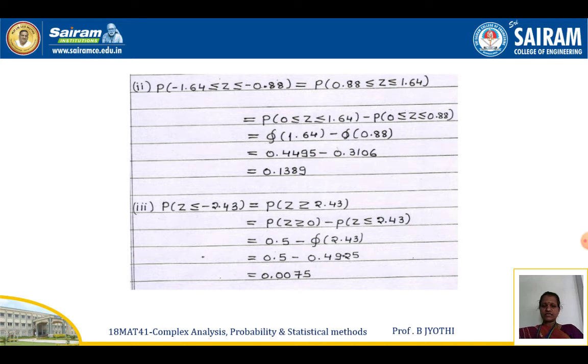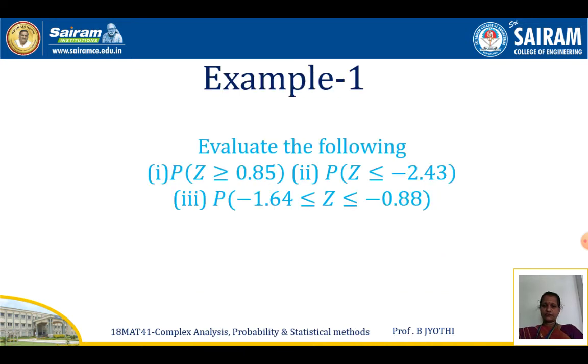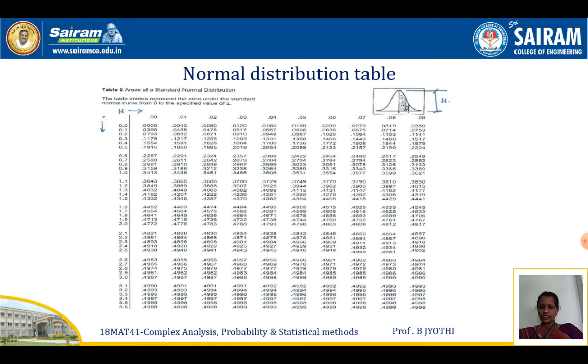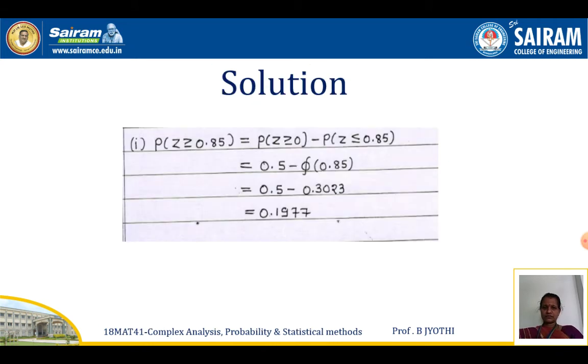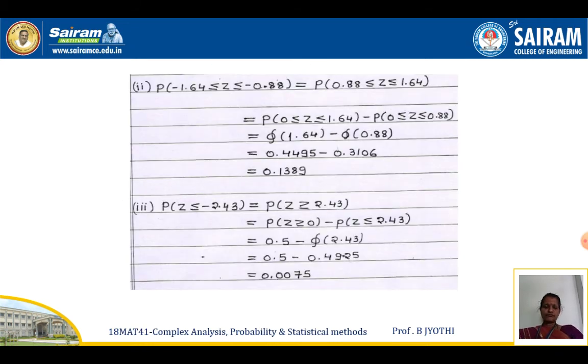Let us look at the table again. 1.64. This is 1.6, you can observe here. Can we observe 1.6 here? Yeah. From here, 1.64 is 0.4495. Check it here, 0.4495. And the other point we require is 0.88. Let's come back again.